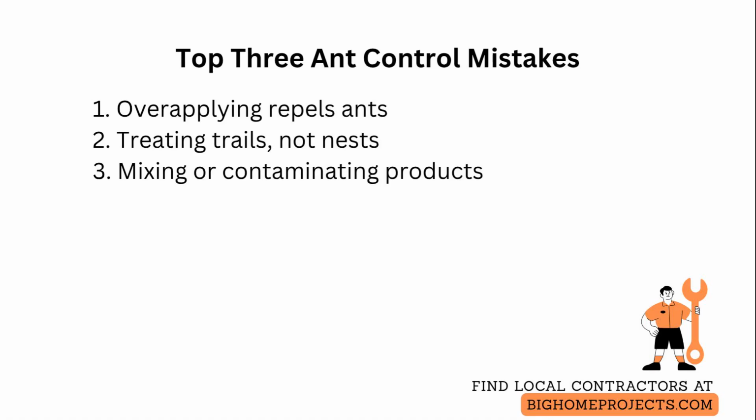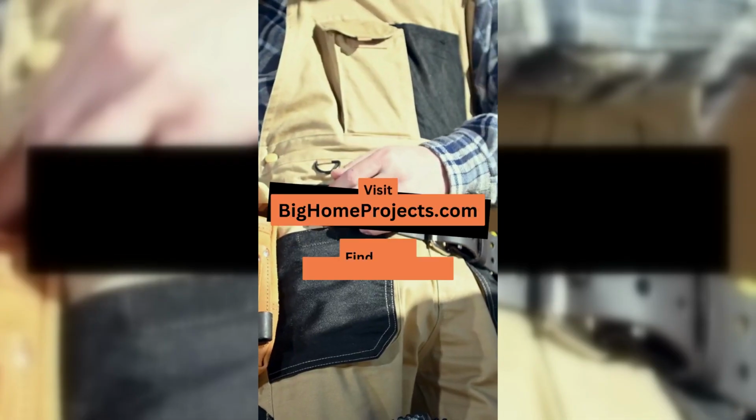Another problem is treating only visible trails without locating nests, which leads to temporary reductions, so trace trails back to nests and place baits or perimeter liquids at those focal points. Many people mix incompatible products or use shared equipment which contaminates baits, so dedicate or thoroughly clean sprayers and never apply a repellent granular product near bait stations because the repellent can block ant foraging.